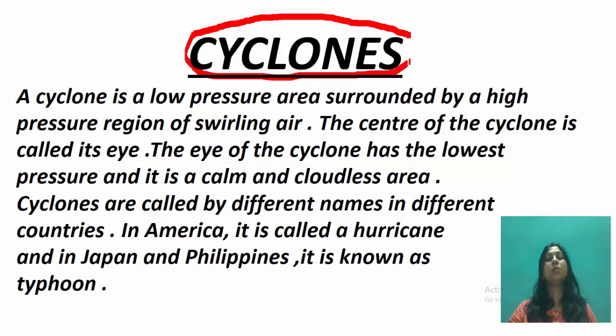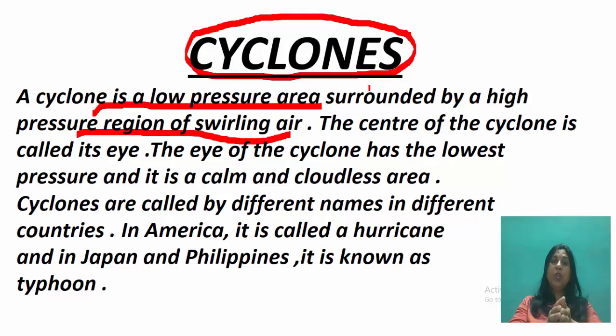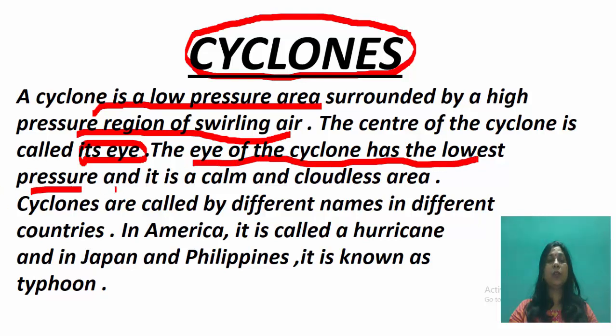What are cyclones? A cyclone is a low pressure area surrounded by a high pressure region of swirling air. Means बीच में लो प्रेशर एरिया है और swirling air means एयर चक्कर लगा रही है बहुत जोर जोर से, हाई प्रेशर रीजन है. And the center of the cyclone is called its eye. Okay, the eye of the cyclone has the lowest pressure and it is a calm and cloudless area.